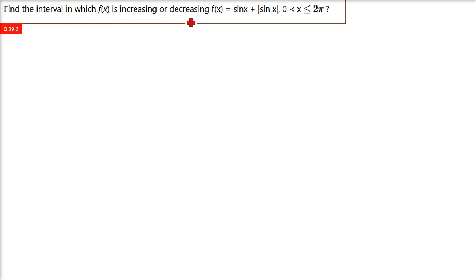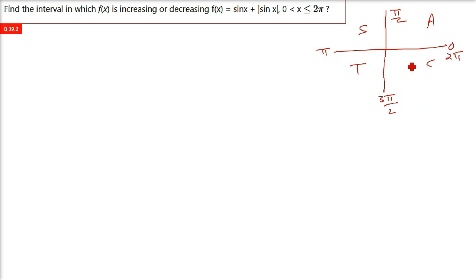Find the interval in which this f(x) is increasing or decreasing: sin x plus modulus of sin x. We are talking about 0 to 2 pi. Now how do we find out whether sin x is going to be positive or not? This is the ASTC rule, and we know in which quadrants these are going to be positive or negative. So 0, pi by 2, pi, 3 pi by 2 and 2 pi. This is where we go in the anti-clockwise direction.